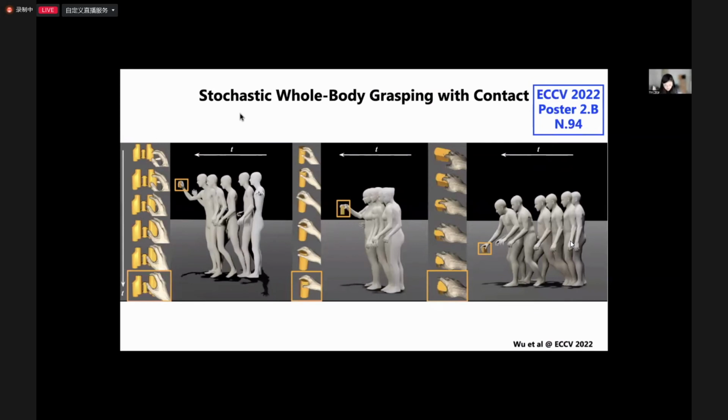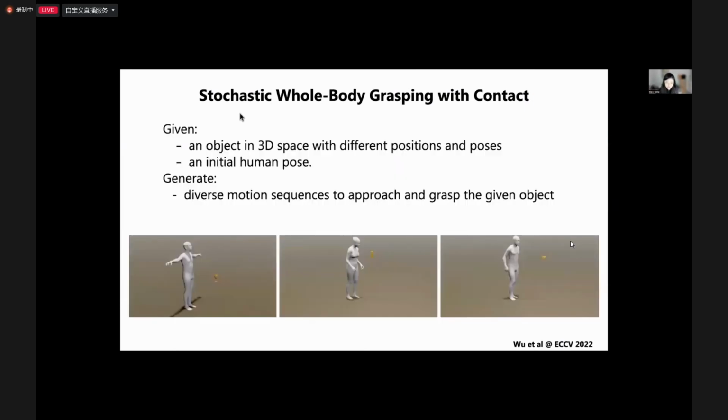As motivated before, object manipulation is one of the most common and important activities in our daily lives. And synthesizing human grasping motion has many applications in AR, VR, video games, and maybe robotics, right?